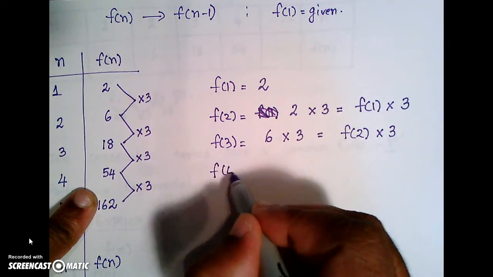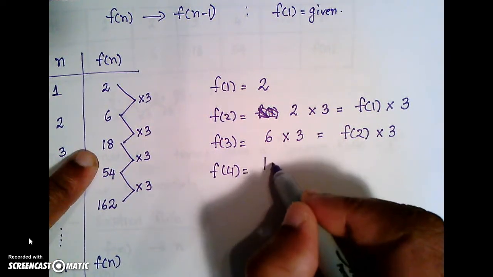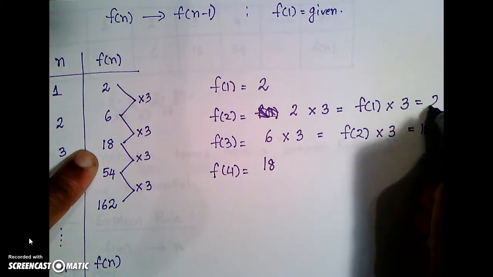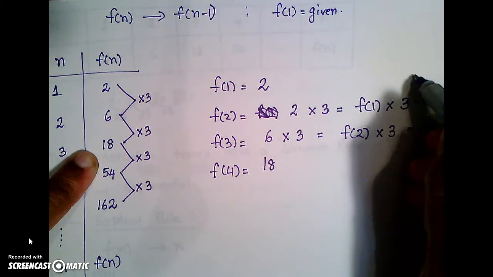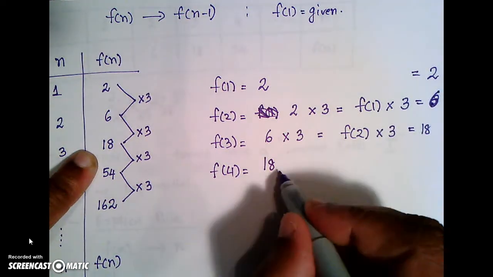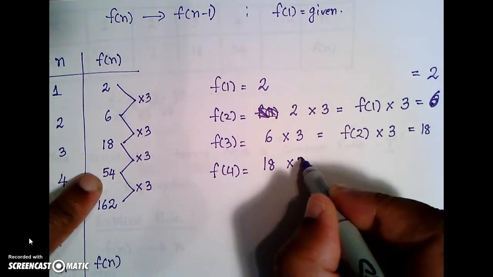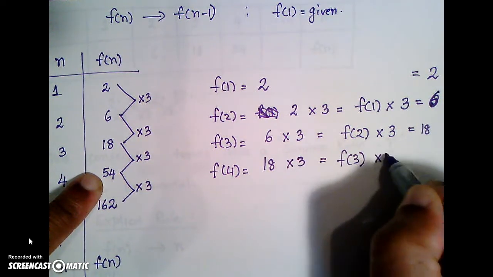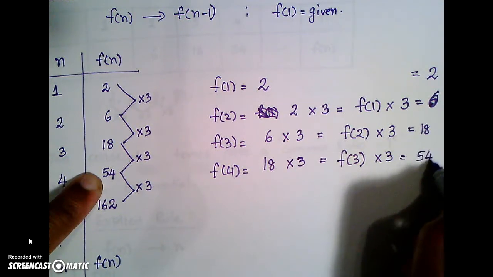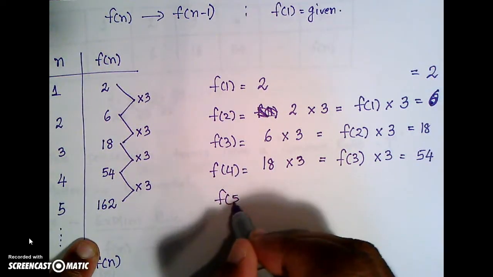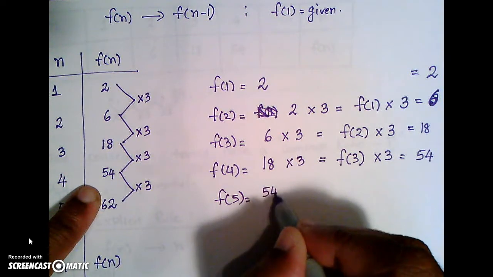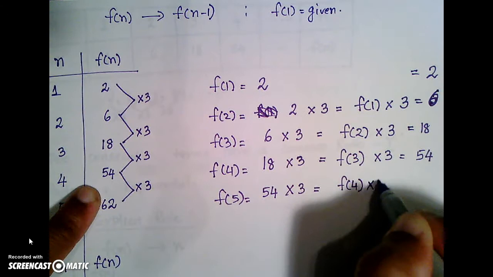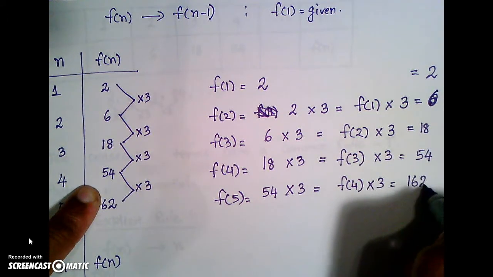For my fourth term, I take my third term, which is 18, and I multiply it by a 3. So that's f of 3 times 3, which will give you 54. For f of 5, I take my fourth term and I multiply it by a 3. So that is f of 4 times 3, which will give me 162.